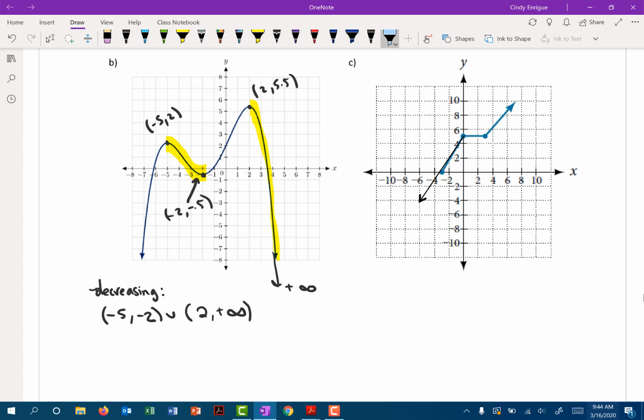Now I want to see where this is going to be increasing. This is a positive slope, and that's a positive slope. So we want to go ahead and represent that, where it's increasing.